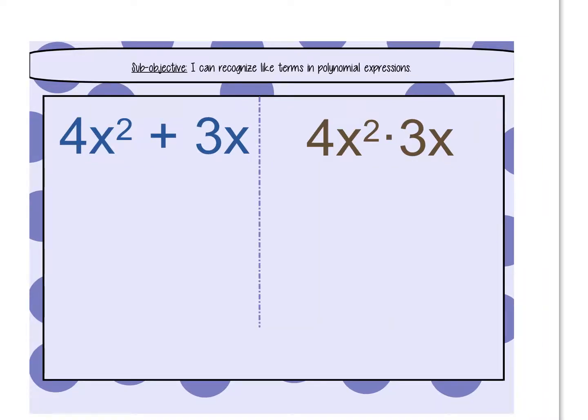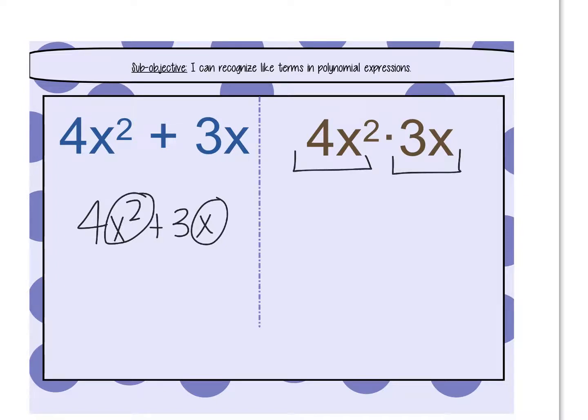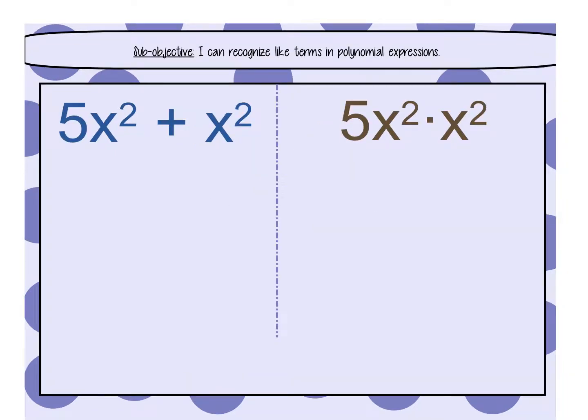All right, so 4x squared plus 3x. That is going to be 4x squared plus 3x because they are not like terms. X squared is different than x, so I can't combine them. But 4x squared times 3x, I multiply my coefficients, and I have 2 x's here and 1 here. So x to the second times x is x to the third. All right, go ahead and try this one on your own.